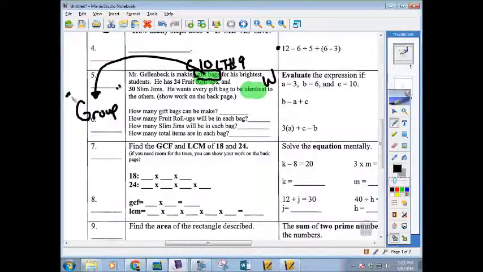Use your notes to help you figure that one out. You should be aware that it's either going to be a GCF question or an LCM, because I said it was learning target number 9. So you know it's one of those. You have to figure out whether you're breaking something into groups, whether that's GCF or LCM, or if you're talking about something in the future.